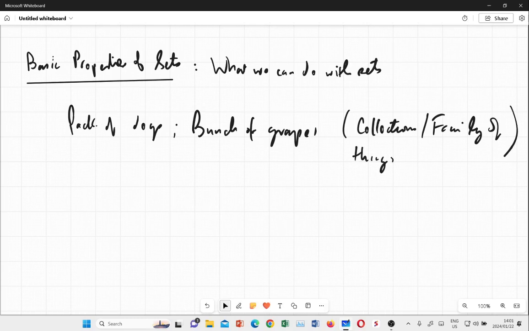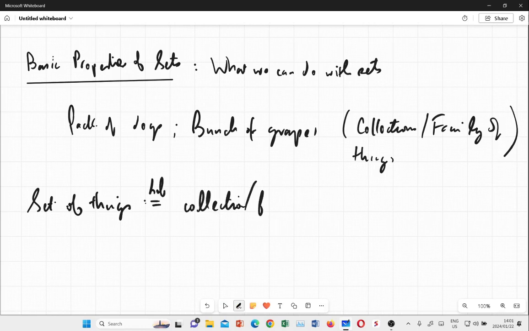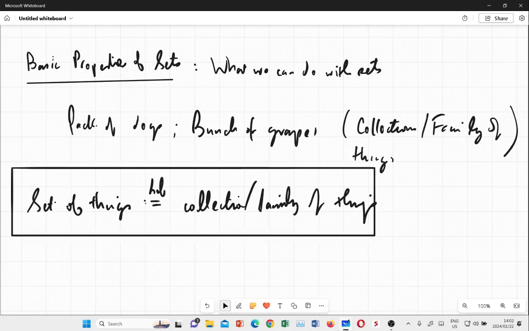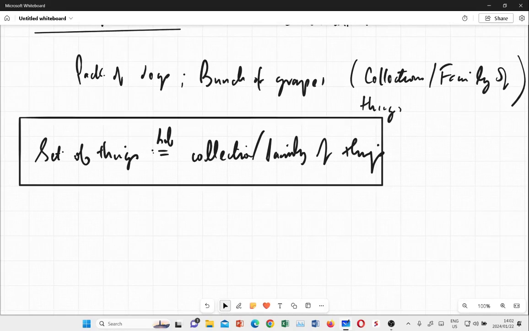Now, a set in mathematics, a set of things, is defined as this simple collection or family of things. So the idea of a set is essentially the idea of a collection or a family.